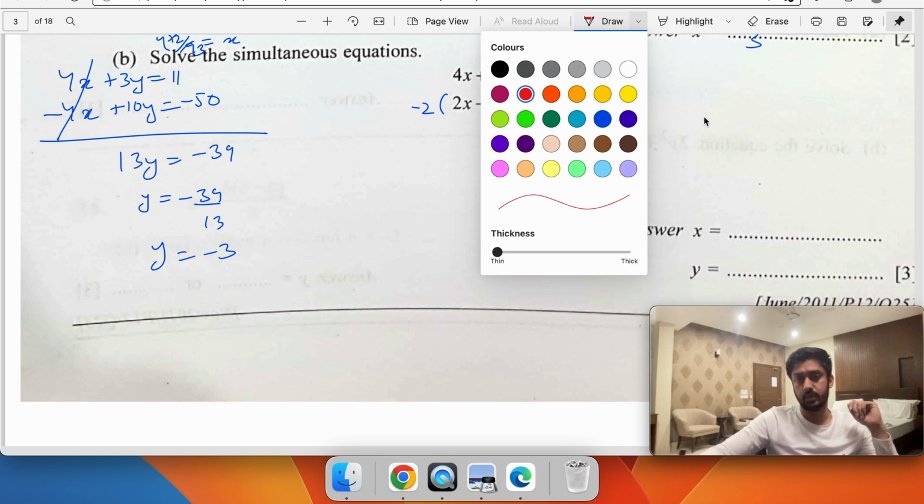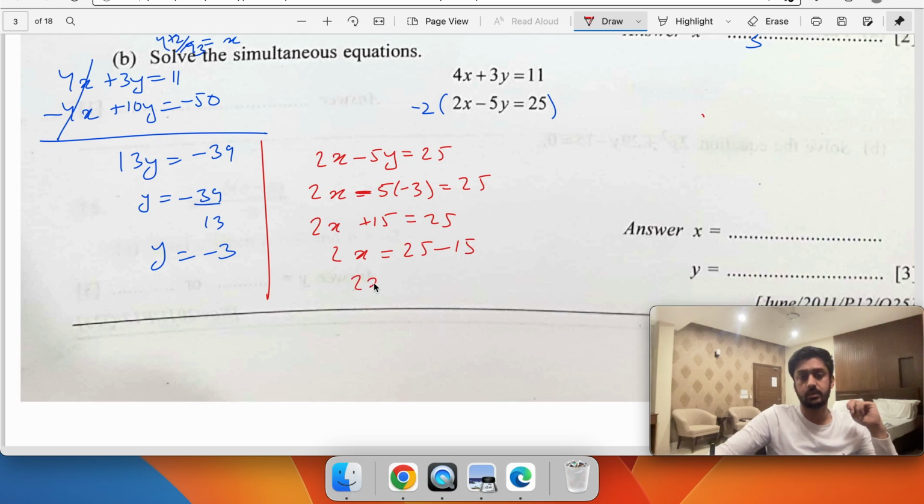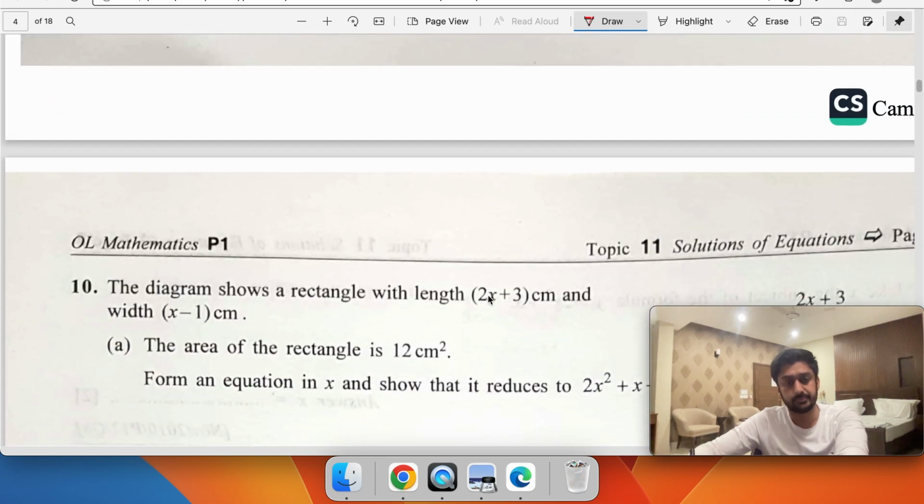When you have one value, substitute this in any of the equations. So 2x minus 5y is equal to 25. 2x, minus 5 into minus 3, is equal to 25. 2x plus 15, 2x is equal to 25 minus 15. 2x is equal to 10. X is equal to 5. So x is 5 and y is minus 3.